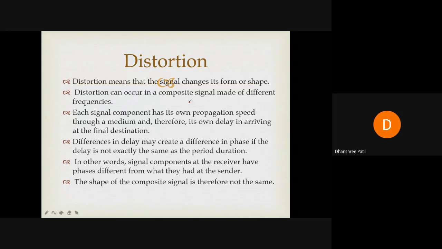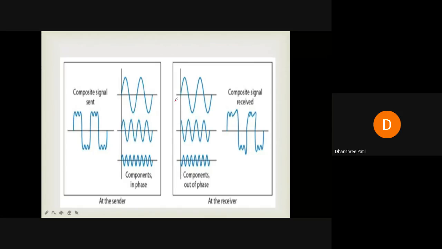Distortion can occur in a composite signal made up of different frequencies. So this is an example of distortion, how the original signal is changed like this. A single change in your original signal can disturb your data. So this is called distortion.